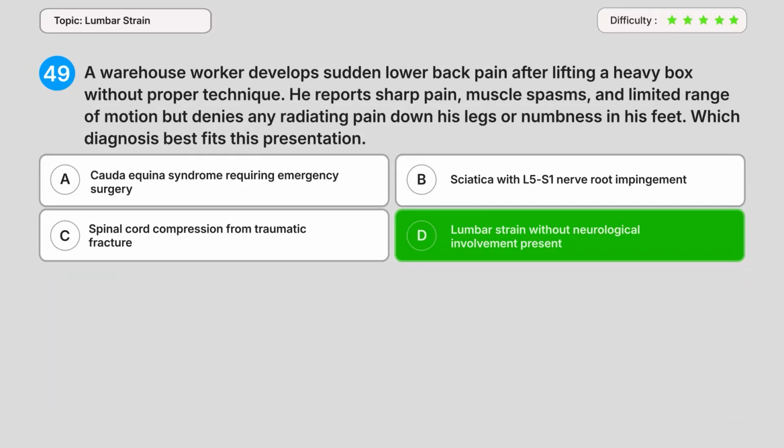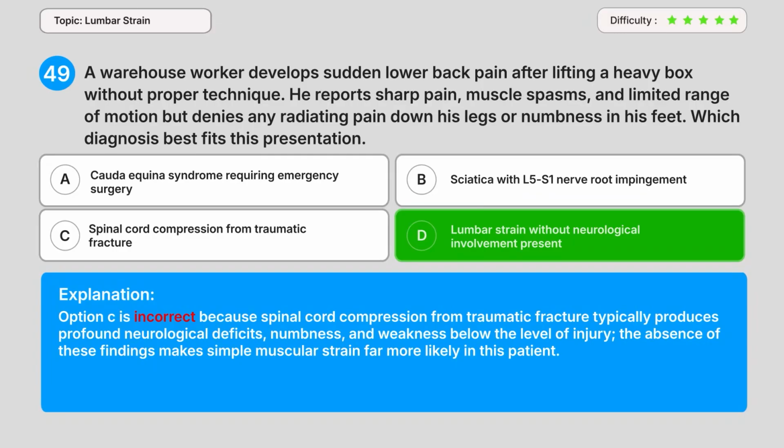injury. Option C is incorrect because spinal cord compression from traumatic fracture typically produces profound neurological deficits, numbness, and weakness below the level of injury. The absence of these findings makes simple muscular strain far more likely in this patient.